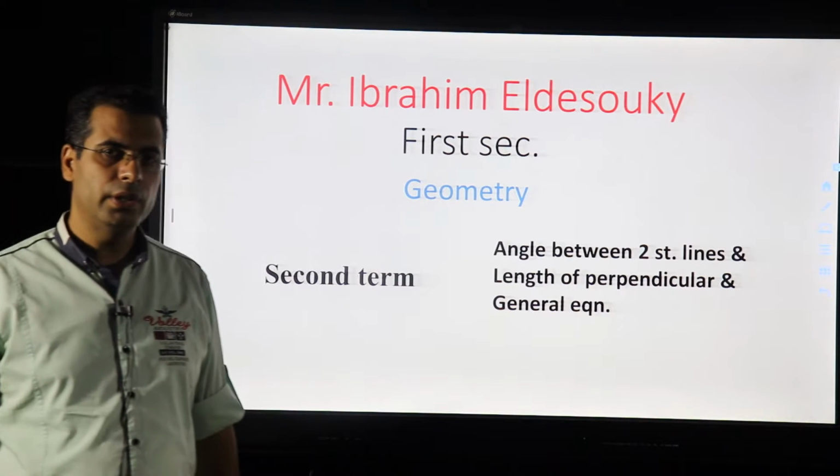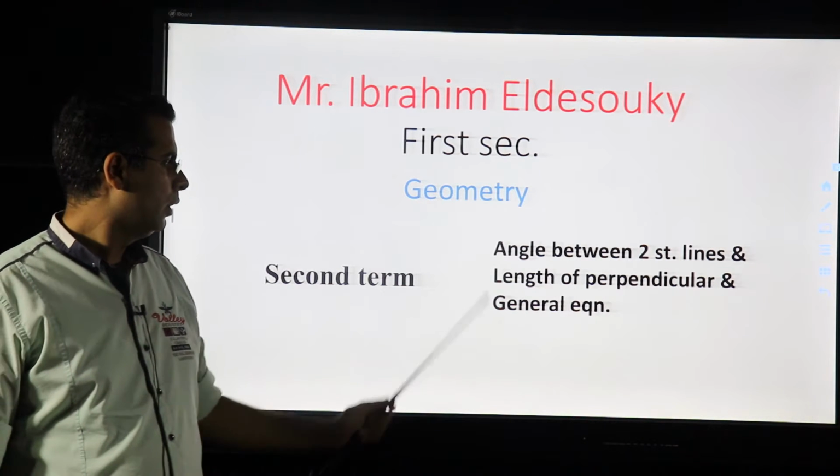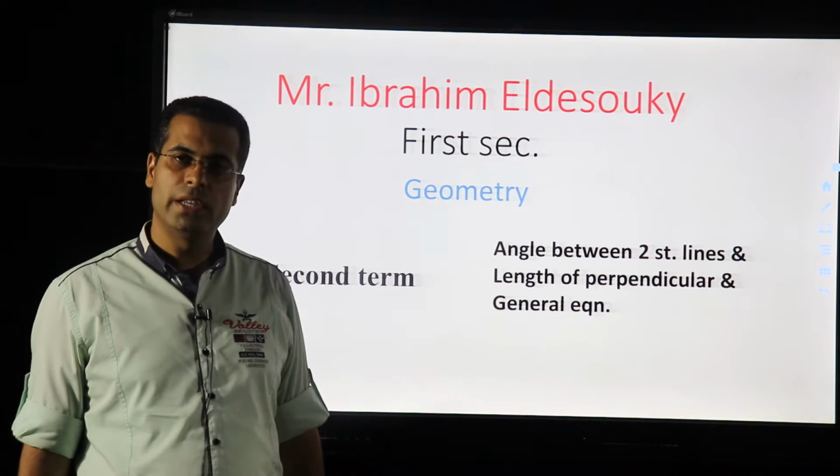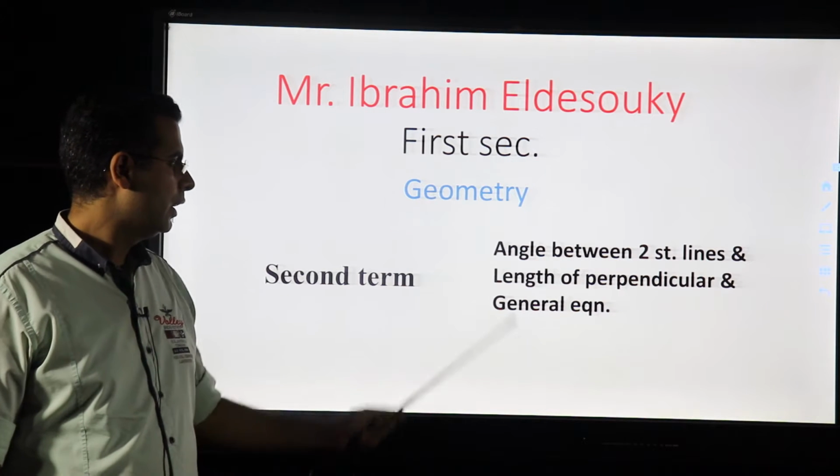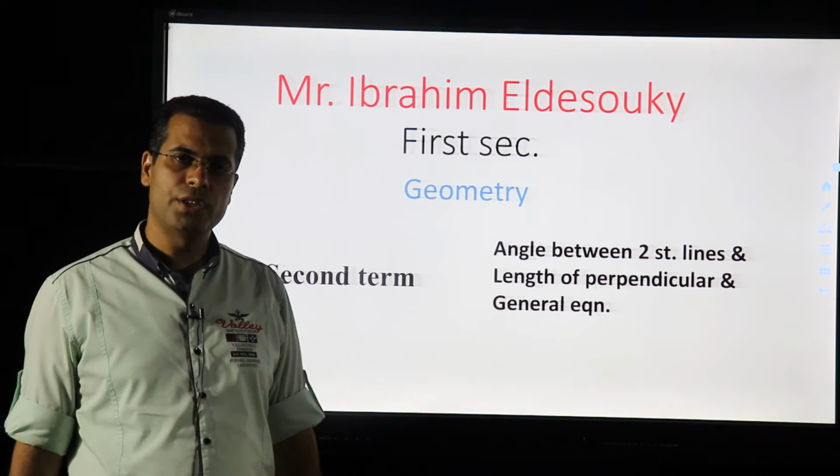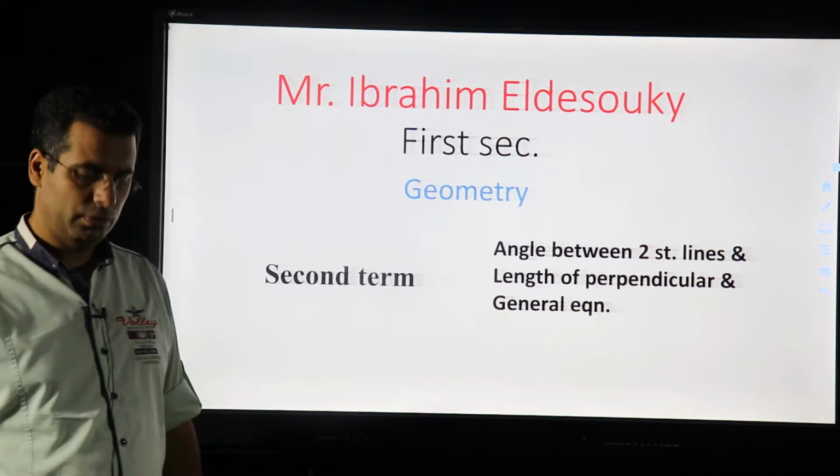We have three lessons in this video. The first one is the angle between two straight lines. The second one is the length of the perpendicular. The last one is the general equation.